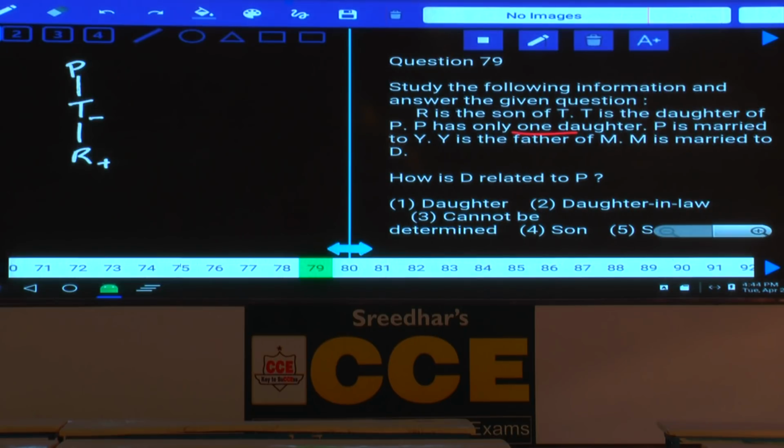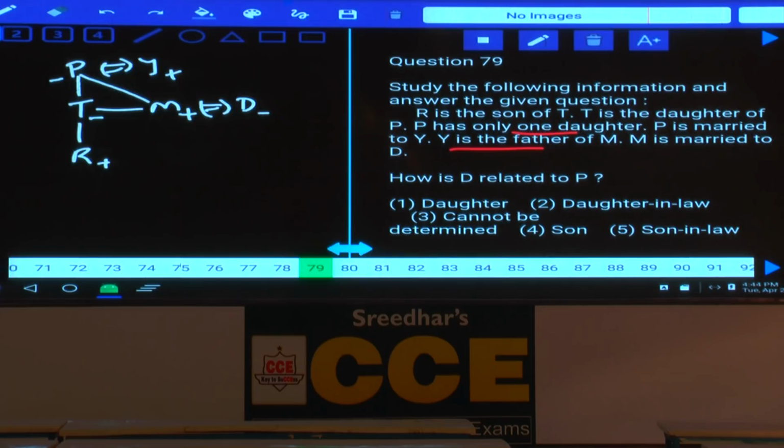P is married to Y. As P is married to Y, P and Y are married to each other. Y is the father of M. As Y is the father, Y is a male, P is a female. Y is the father of M, which means T and M are siblings. Hence, as T is the only daughter of P, M must be the son. M is married to D. As M is married to D, M is a male married to D, a female. Then question number 79: how is D related to P? P's son is M, and D is the son's wife.